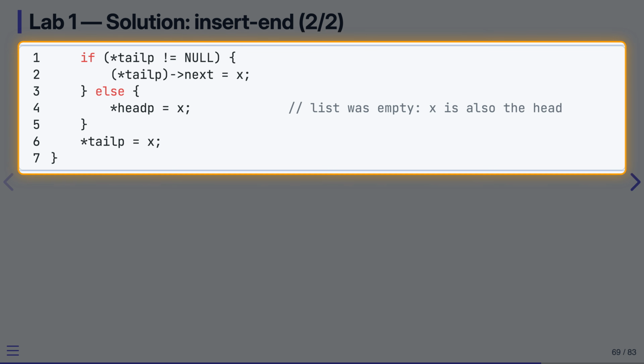Here is the second half of insert end. If tail is not null, the list already had a last node, so we set that node's next to X, else the list was empty, and then X is the head as well. So we set head to X. Last of all, we set tail to X.